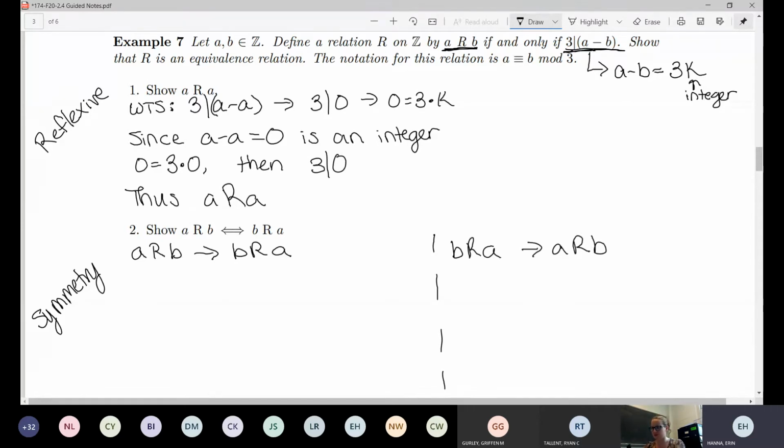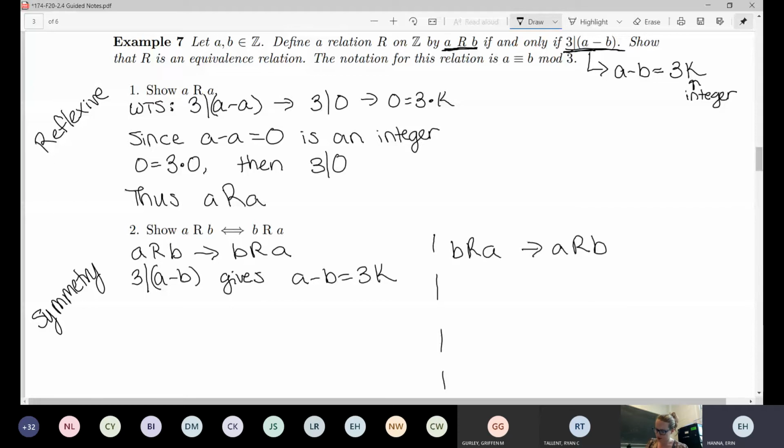Now the nice thing is that pretty much most of the time these come out to being essentially the same exact proof, so we'll eventually get to a point where we can just say the proof is similar. And we're going to do that now, but anyway. So if a is related to b, that means that 3 divides a minus b. So what that's going to give us is that a minus b equals 3 times k.